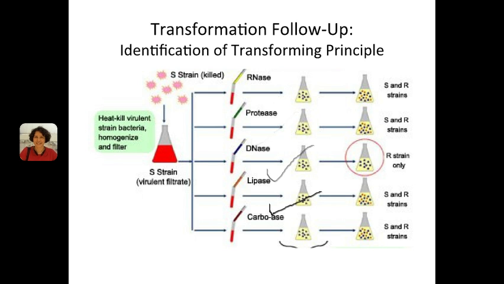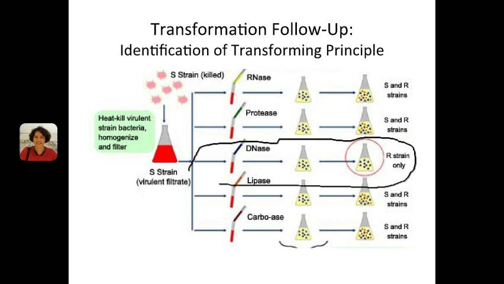The idea is that they used various enzymes to inactivate specifically all the macromolecules that they could think of. And then what they found was that the only macromolecule that when it was inactivated would prevent transformation was DNA. So the only treatment that prevented transformation was DNase treatment.